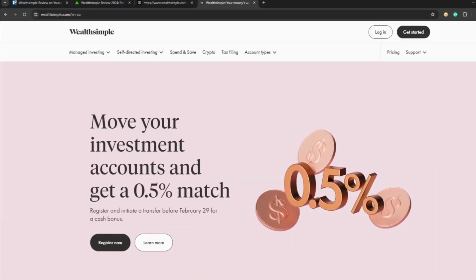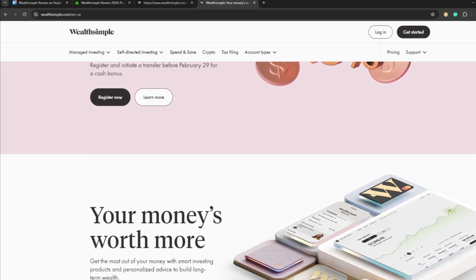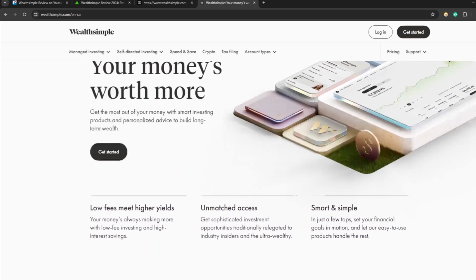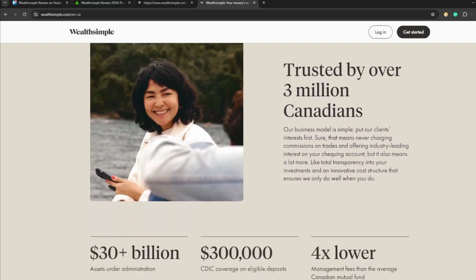With Wealthsimple, trading options is not just about buying and selling. It's about making informed decisions for your financial future.